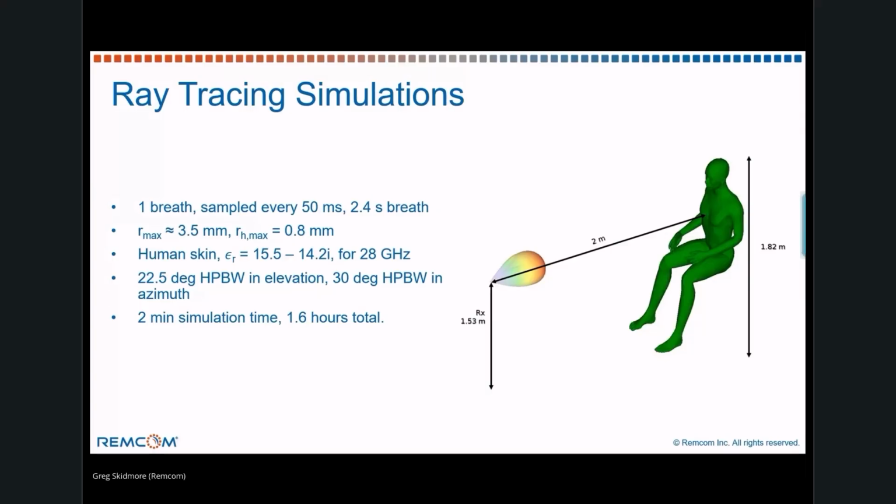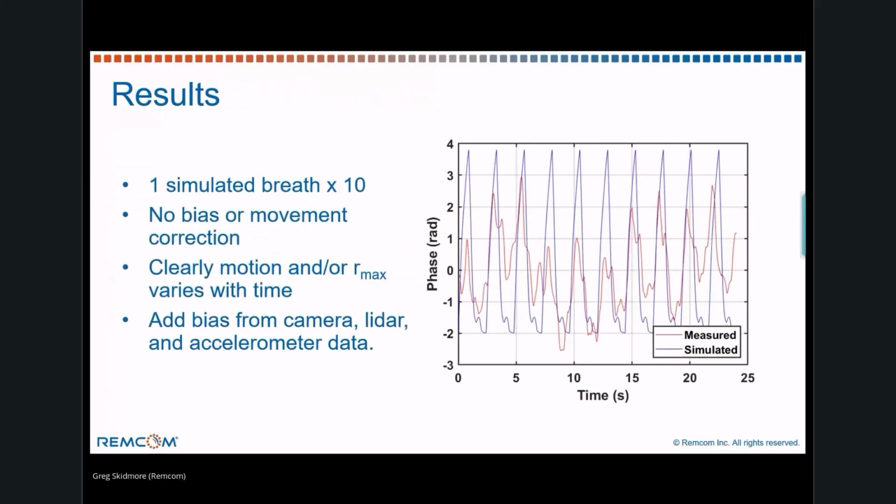Then we're using skin material properties from the literature. And then our chest movement from breathing was about 3.5 millimeters from the measurements. And then the heart rate we estimate was from 0.4 to 0.8 millimeters potentially. And this is the same dimensions of the person, distance to the transmitter and receiver, and the height of the receiver. You can go to the next slide, Greg.